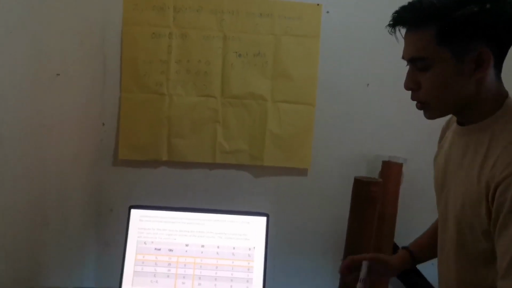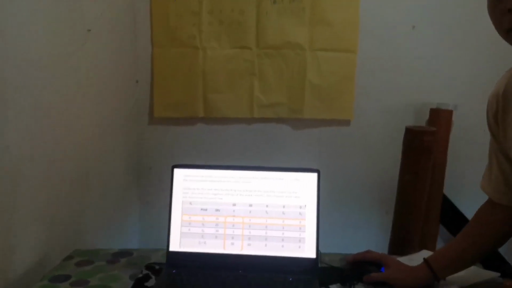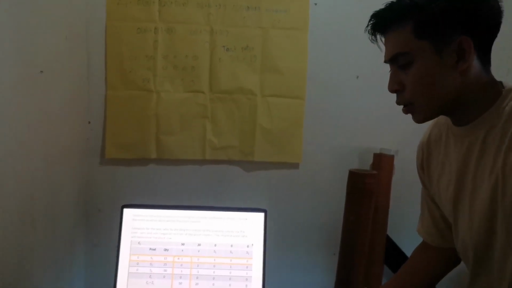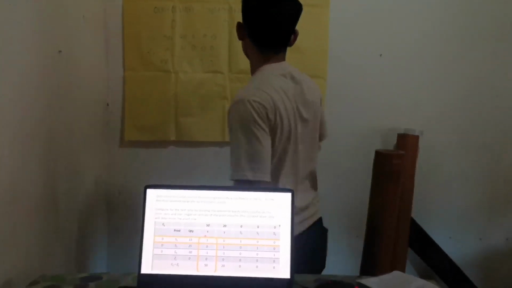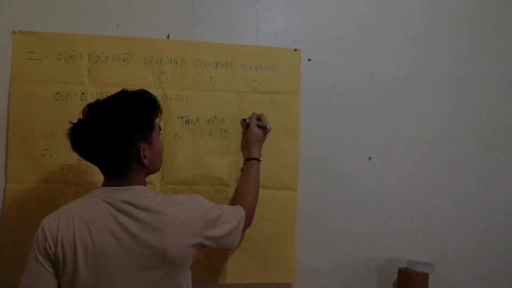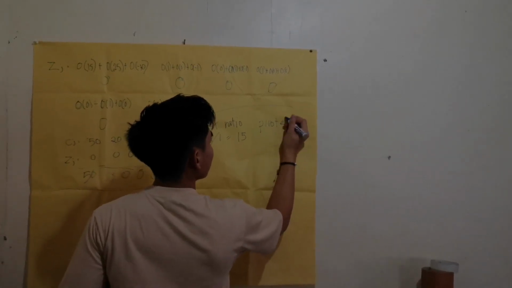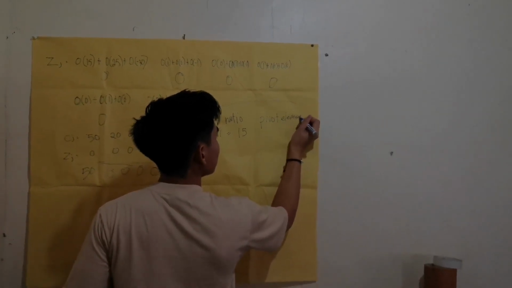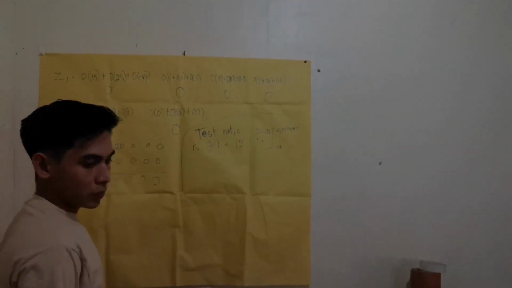And then, itong naka-intersect sa pivot column and pivot row is 1. So, yan yung pivot element natin. Naka-intersect siya sa pivot row and pivot column. So, pivot element will be 1.